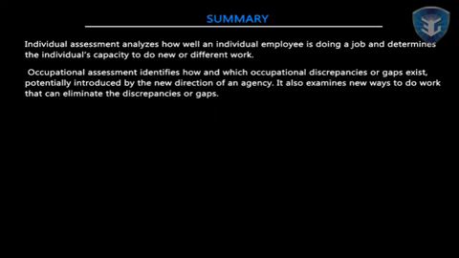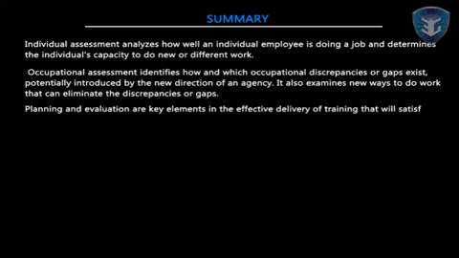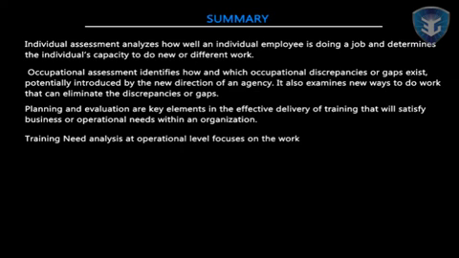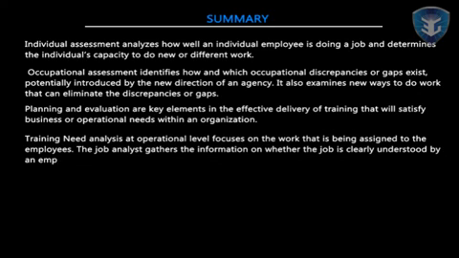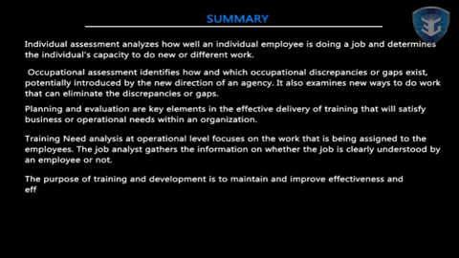Occupational assessment identifies how and which occupational discrepancies or gaps exist, potentially introduced by a new direction of an agency. It also examines new ways to do work that can eliminate the discrepancies or gaps. Planning and evaluation are key elements in the effective delivery of training that will satisfy business or operational needs within an organization. Training need analysis at operational level focuses on the work that is being assigned to the employees. The job analysis gathers the information on whether the job is clearly understood by an employee or not. The purpose of training and development is to maintain and improve effectiveness of individuals within the organization.